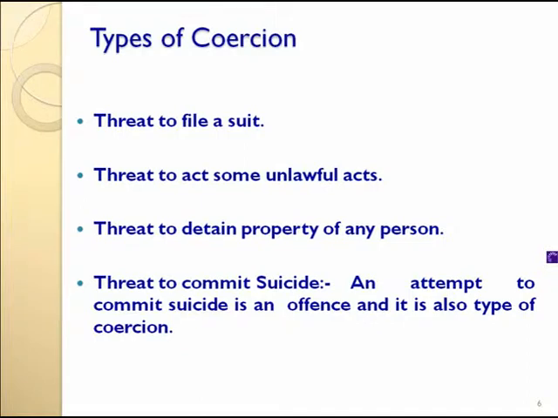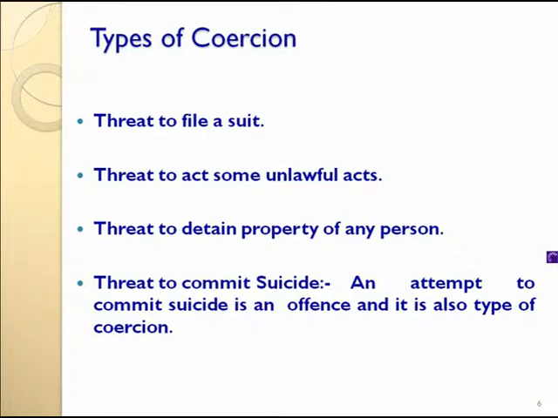Second is a threat to commit some unlawful acts. As I said earlier, this is the basic definition of coercion. If anyone is doing anything unlawful against a party to take his consent, it purely comes under the definition of coercion. Third one is a threat to detain the property of any person. If one party is threatening to take possession of the property of another party to make him insecure, so that he will give his consent, it also comes under the category of coercion.